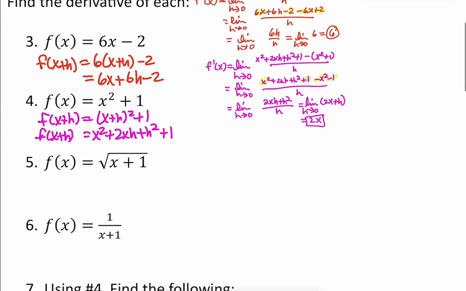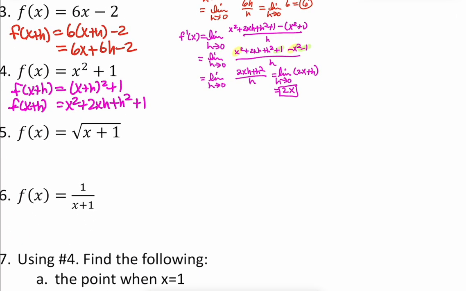So now we're moving on to some more difficult stuff because we have square roots. Now, square roots are going to be fixed using a conjugate. So let me remind you how to do that. So the first thing we're going to do is plug in x plus h. And it doesn't do much. It's just the square root of x plus h plus 1. It's just that square root.